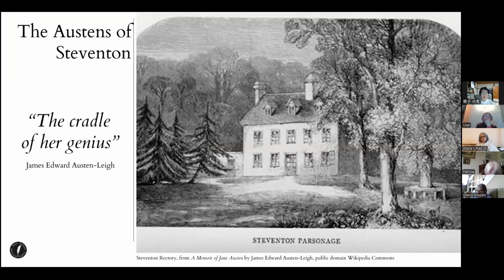Jane was the second youngest of 8 children born to Reverend George and Cassandra Austen at Steventon Rectory. Jane's nephew later described it as the cradle of her genius. This small hamlet had just 150 residents in 30 houses. It was a rural community, as it is today, although the rectory has since been demolished.